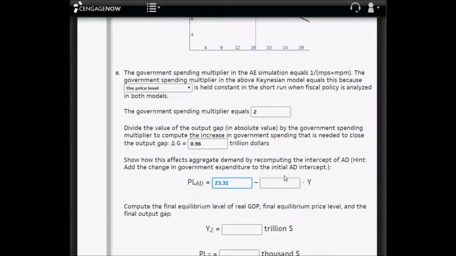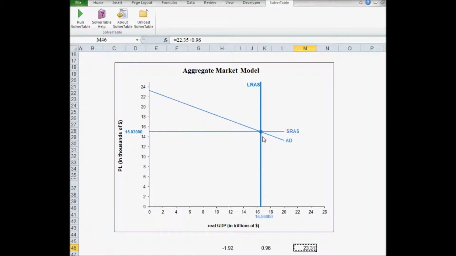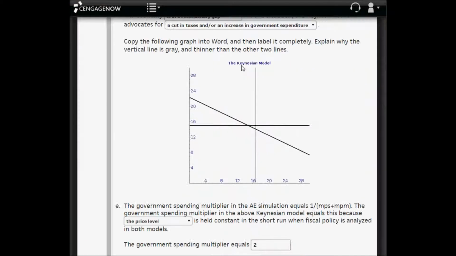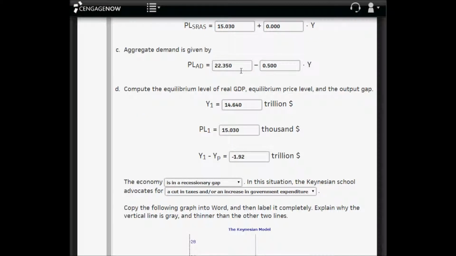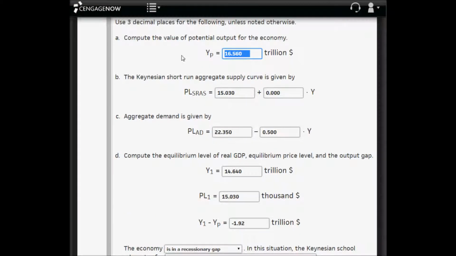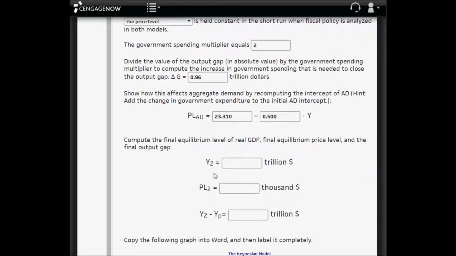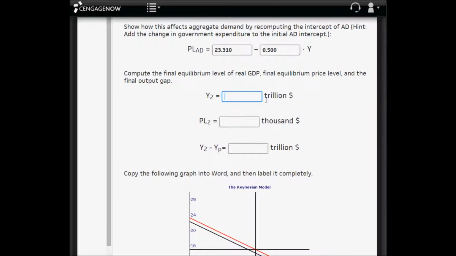So 23.310. The slope hasn't changed. It's still 0.500. Now, because that increase in government spending closed the gap, GDP is now equal to potential output. So I can just copy the value of potential output down here. So GDP now in equilibrium equals potential output.